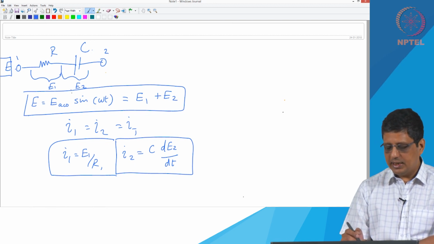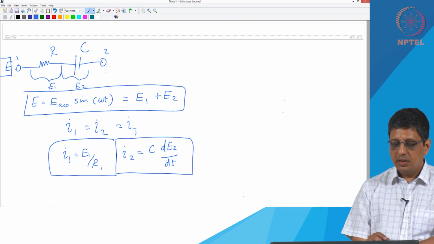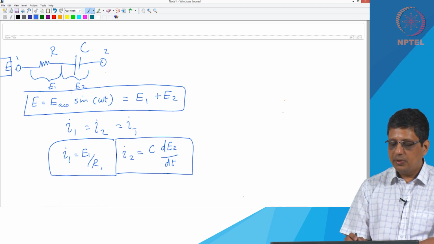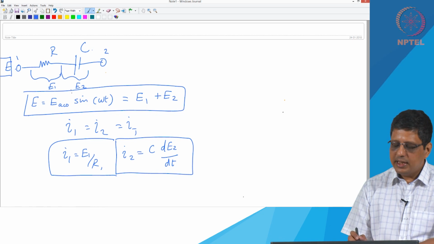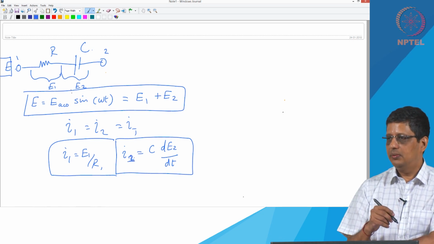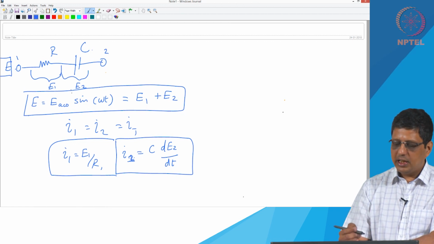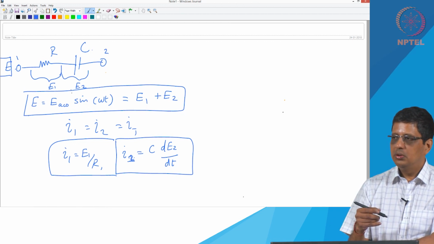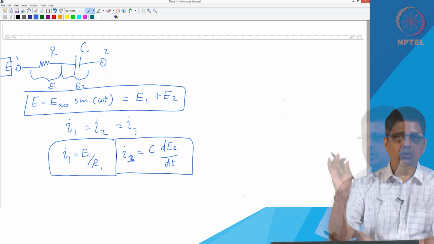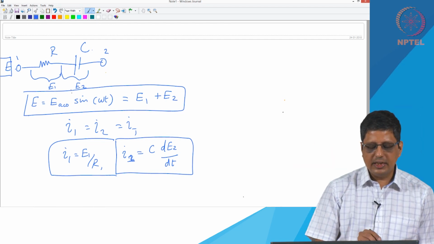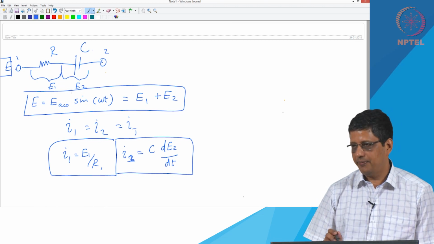We want to eliminate this. We have 3 equations. We have E1, we have E2, we have I1, I2. I1 is equal to I2, therefore we can write this also as I1. We want to eliminate E1 and E2 and get the value for I. Therefore we can write I equal to a function of known values EAC0, omega, R and C.